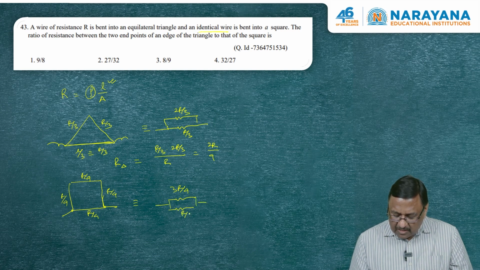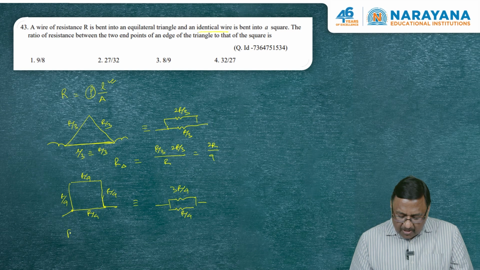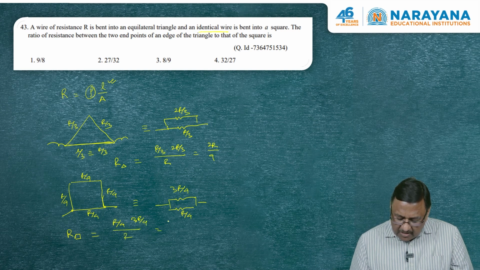These two resistances are connected in parallel. So if I write the equivalent resistance of this square, that is going to be R1 R2 upon R1 plus R2, you know very well. R1 R2 is going to be 3R by 4 divided by R again. So what is this value? I can write 3R upon 16.